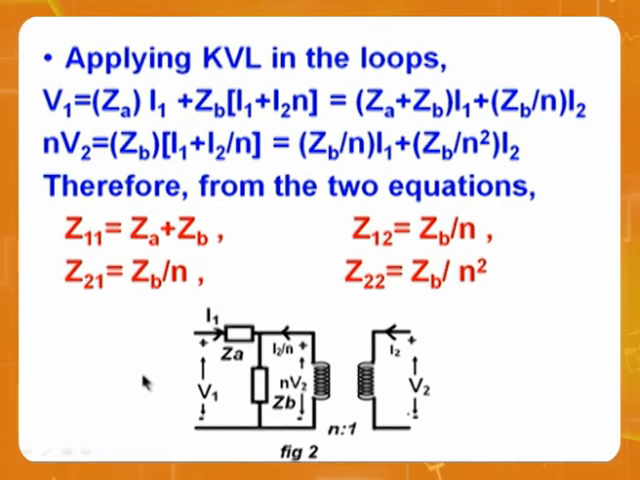Apply KVL for the input, KVL for the output. Input KVL will give us Z11, Z12. Output KVL will give Z21 and Z22. This is how you can calculate, even if there are some other elements like a transformer introduced, eliminate them by drawing the equivalent.